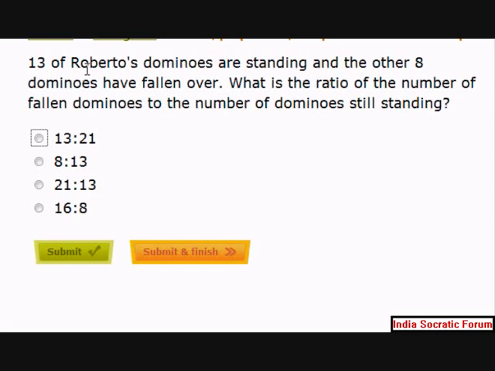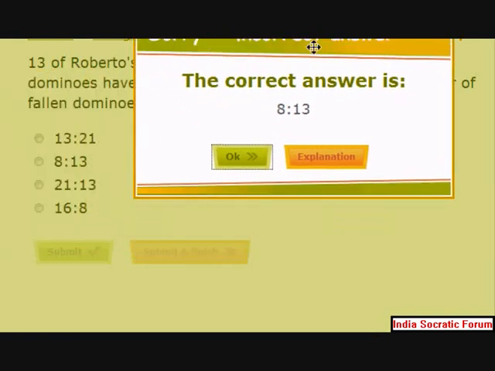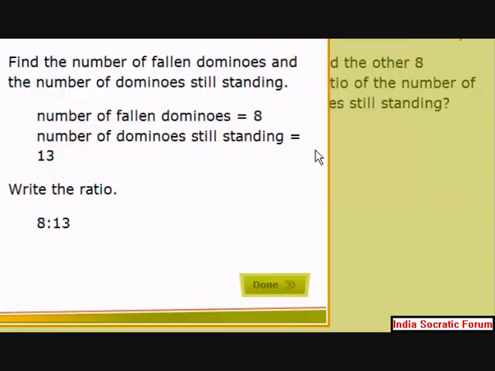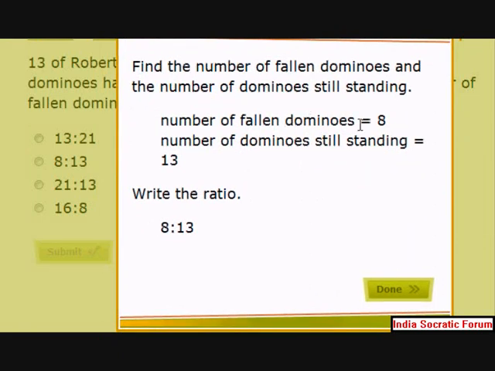13 of Robert's dominoes are standing and the other 8 dominoes have fallen over. What is the ratio of the number of fallen dominoes to the number of dominoes still standing? Read it loud and slowly answer it. Good. The correct answer is 8 is to 13. Do you know why? Number of fallen dominoes 8, number of dominoes still standing 13. Ratio, how do you write? 8 is to 13.